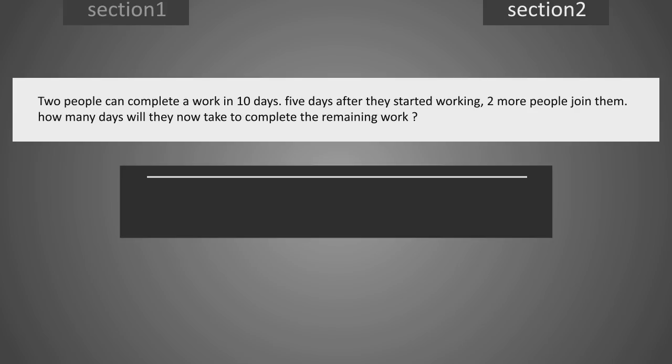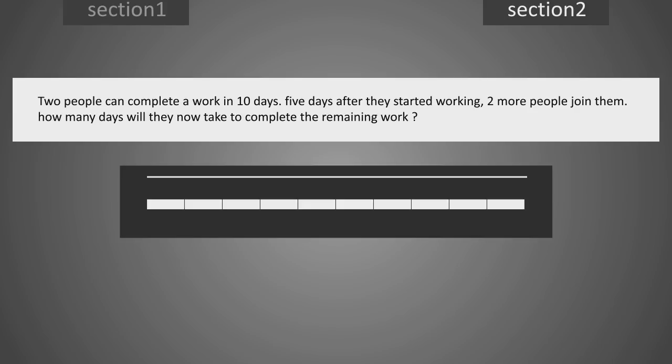Step 1. Calculating the work per unit time. So 2 people can do a piece of work in 10 days, then their work per unit time comes out to be 1/10. But this is the case for 2 people, and if you want it for 1 person, then it is 1/20, half of 1/10.